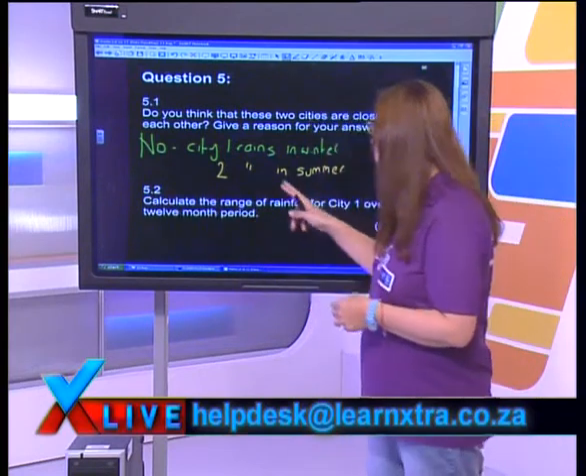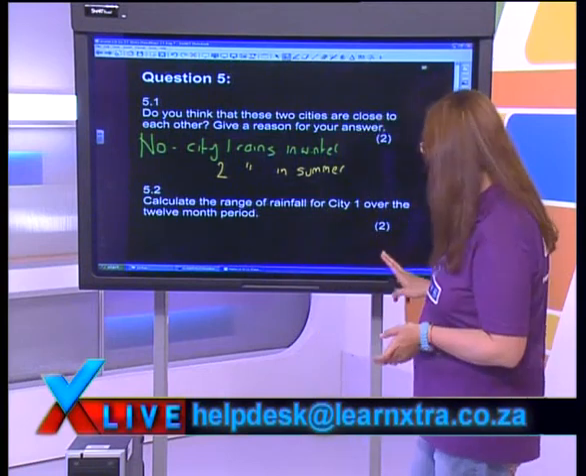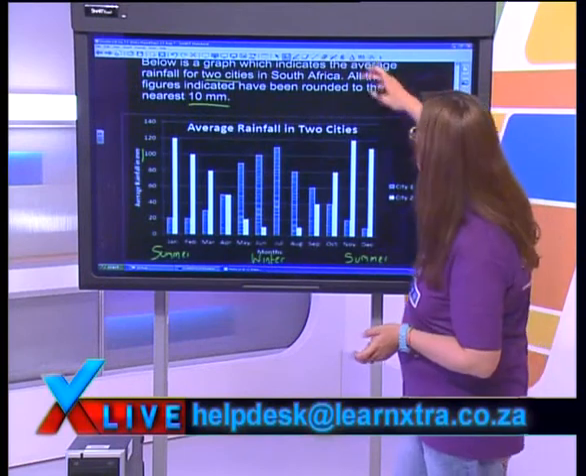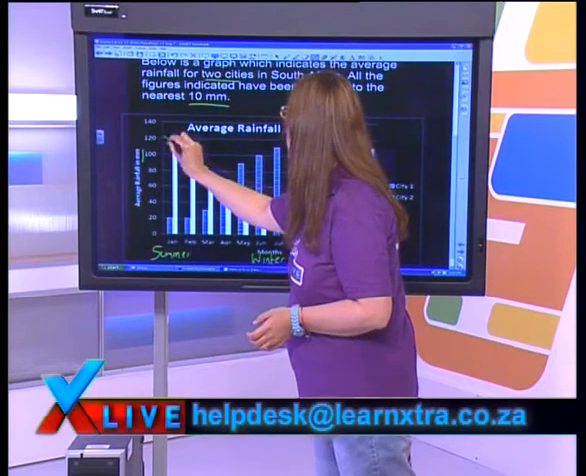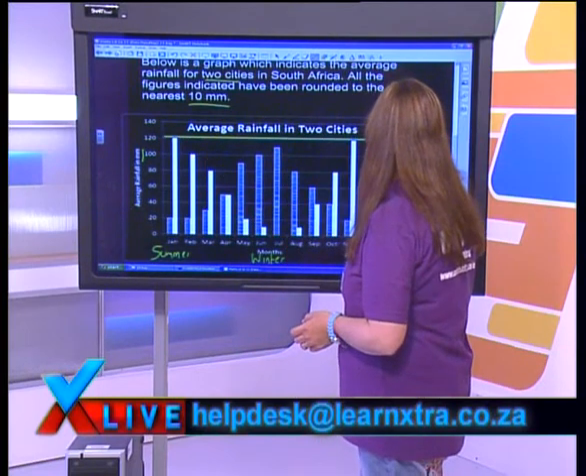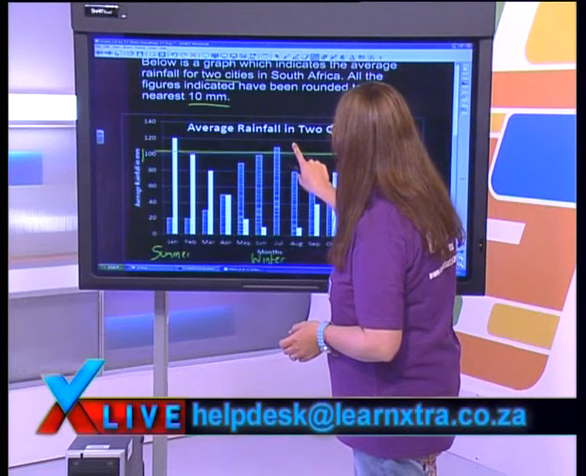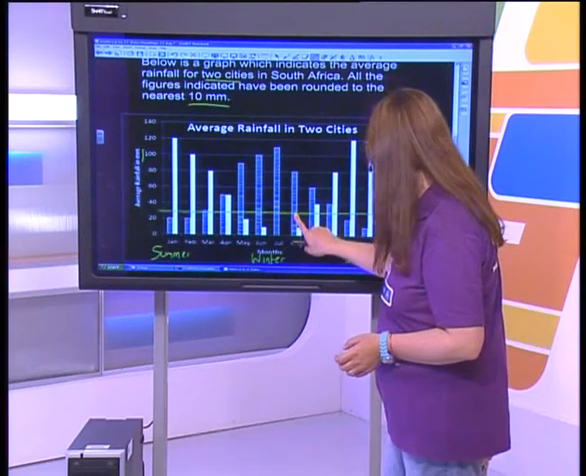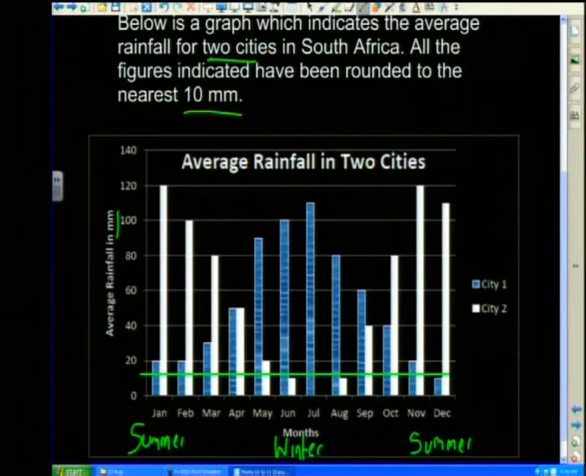Let's see if we can finish this and then we will get to the other questions. So I'm going to calculate the range of rainfall for City 1 over the 12-month period. Remember, my range is my highest minus my lowest. So let's go back to my table. City 1 is my blue. So I'm going to draw a line across to the right to get the highest for City 1. There's my highest, that's 110. And my lowest for City 1 was December, which was 10 centimeters. So my range, let's get to the next question.